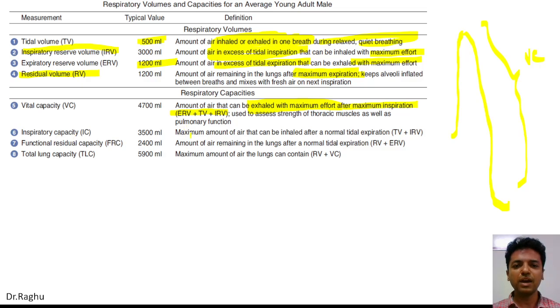Inspiratory capacity is the maximum amount of air that can be inhaled after a normal tidal expiration. Functional residual capacity is the amount of air remaining in the lung after a normal tidal expiration. After a normal expiration, the amount of air that is remaining in the lung is called the functional residual capacity. The total amount of air in the lung, around 6 liters, is called the total lung capacity. Coming back to our question.